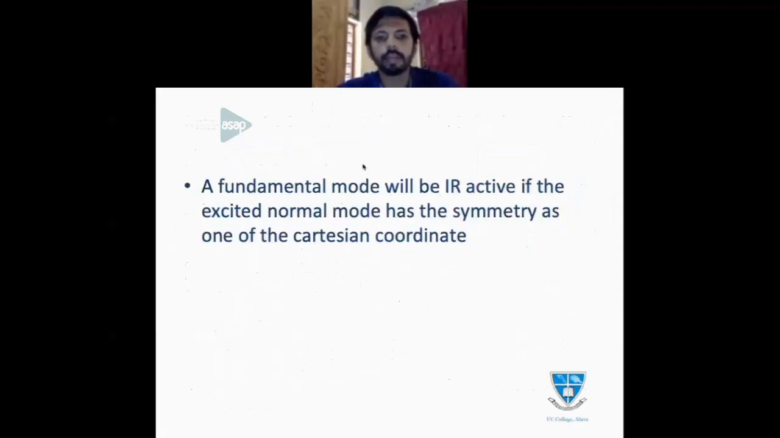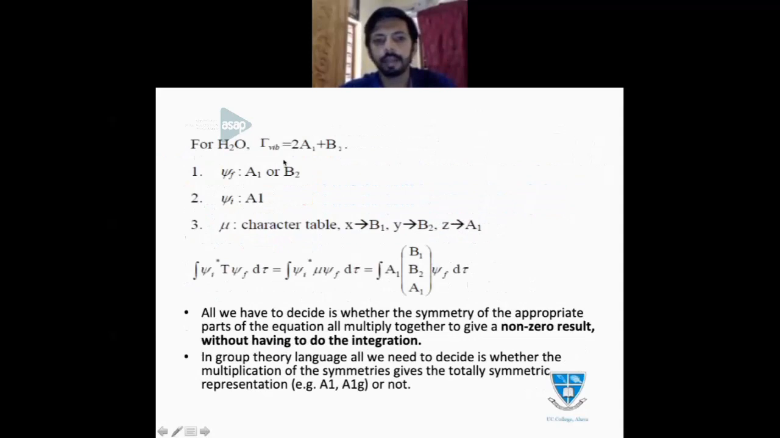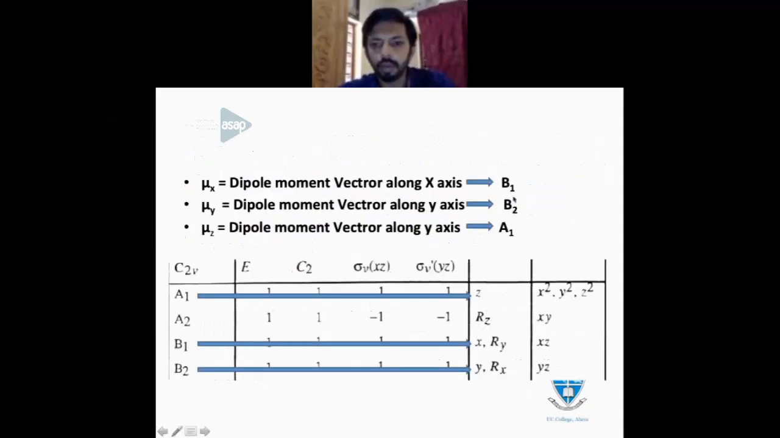A fundamental mode will be IR active if the excited normal mode has the symmetry of one of the Cartesian coordinates. So we have to look for the final state. Your final states are A1 and B2, and you have to check whether A1 belongs to any one of the Cartesian coordinates. A1 belongs to Z, that is, A1 is IR active. And look for B2. B2 is again a Cartesian coordinate, that is Y.